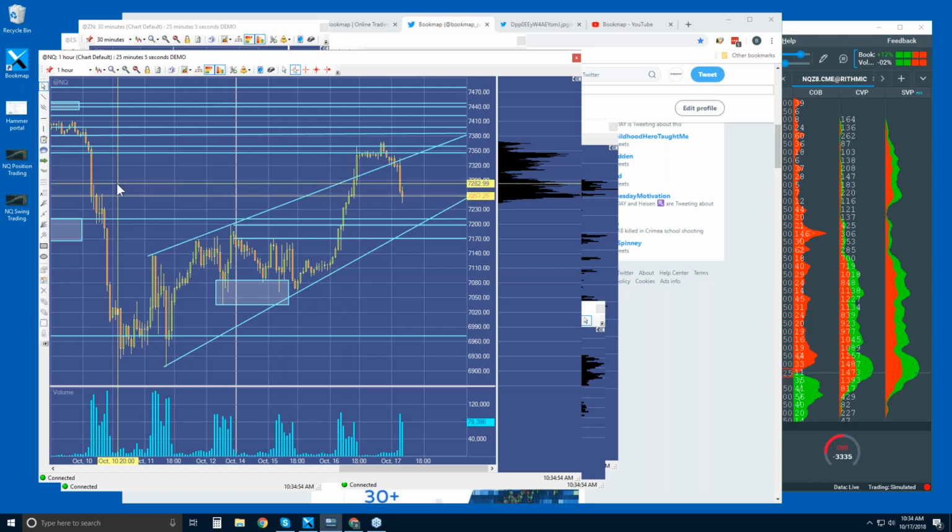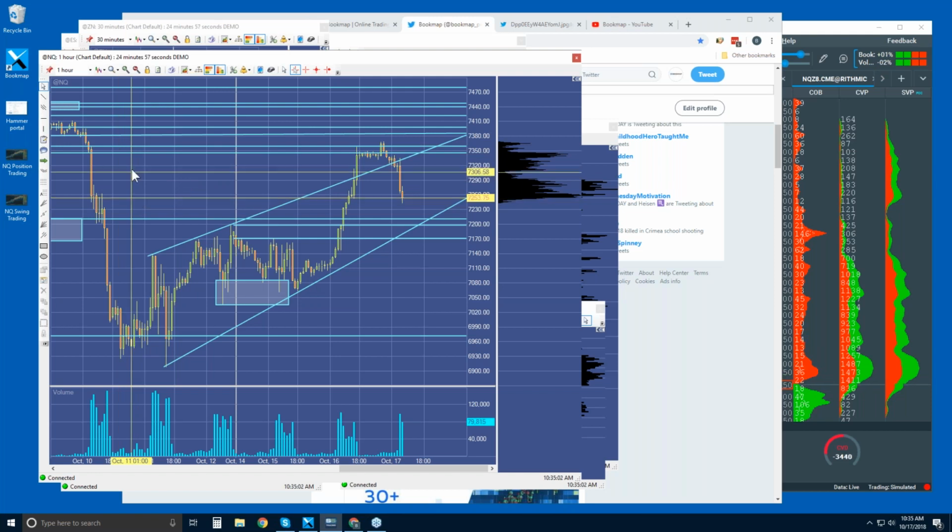I'm getting all confused here. 7250, 7300, and it went right up to 7350 here. So 7300 is right here, okay? But we were also looking for and calling for it moving up to where it dropped from on October 10th, up into this area here.